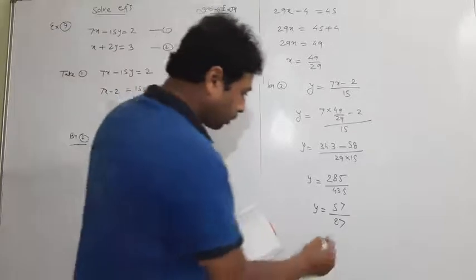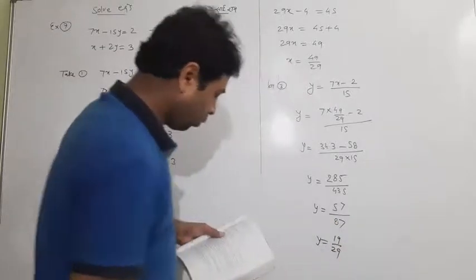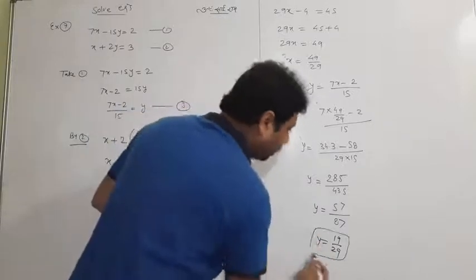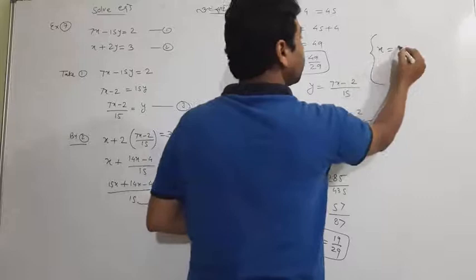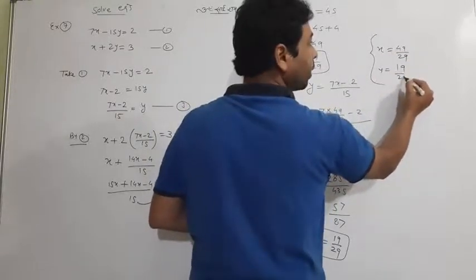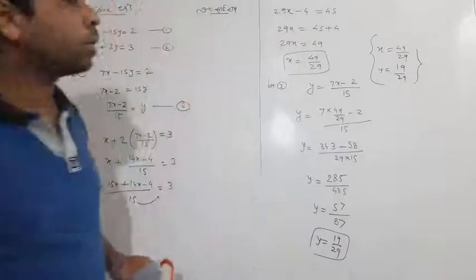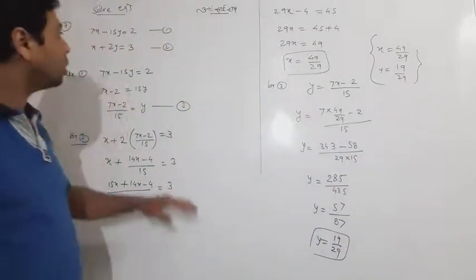It is again cancelled by 3. 319, 329. So this is the answer: y is equal to this one and x is equal to this one. So this is the solution. What is the solution? x is equal to 49 upon 29 and y is equal to 19 upon 29. This is the answer. So students, it is now becoming very easy, and the procedure is also so easy.